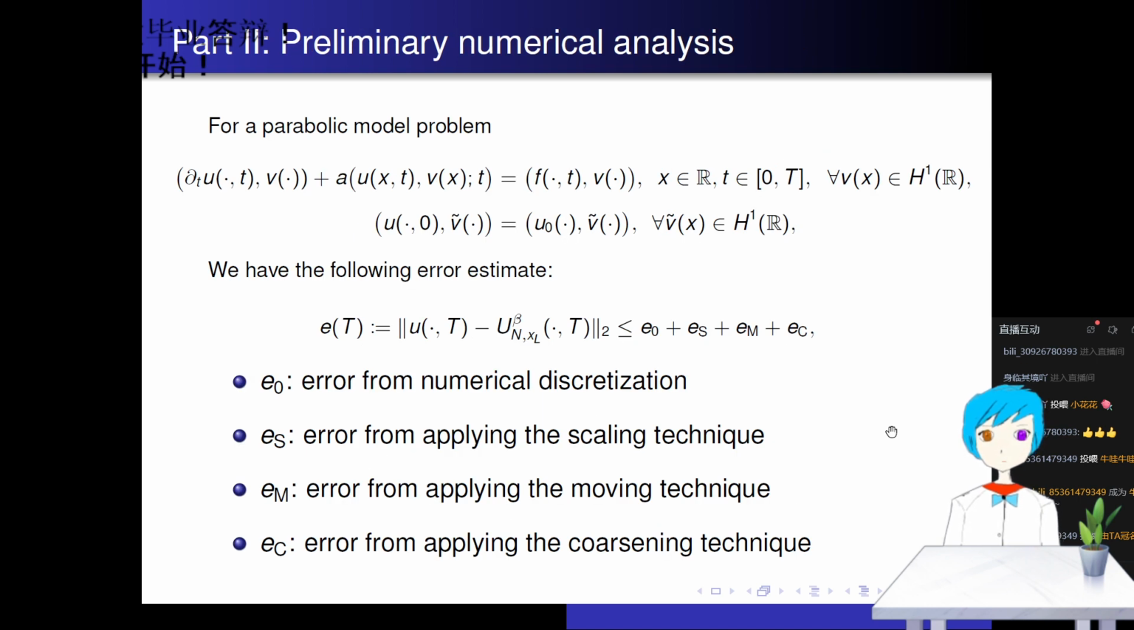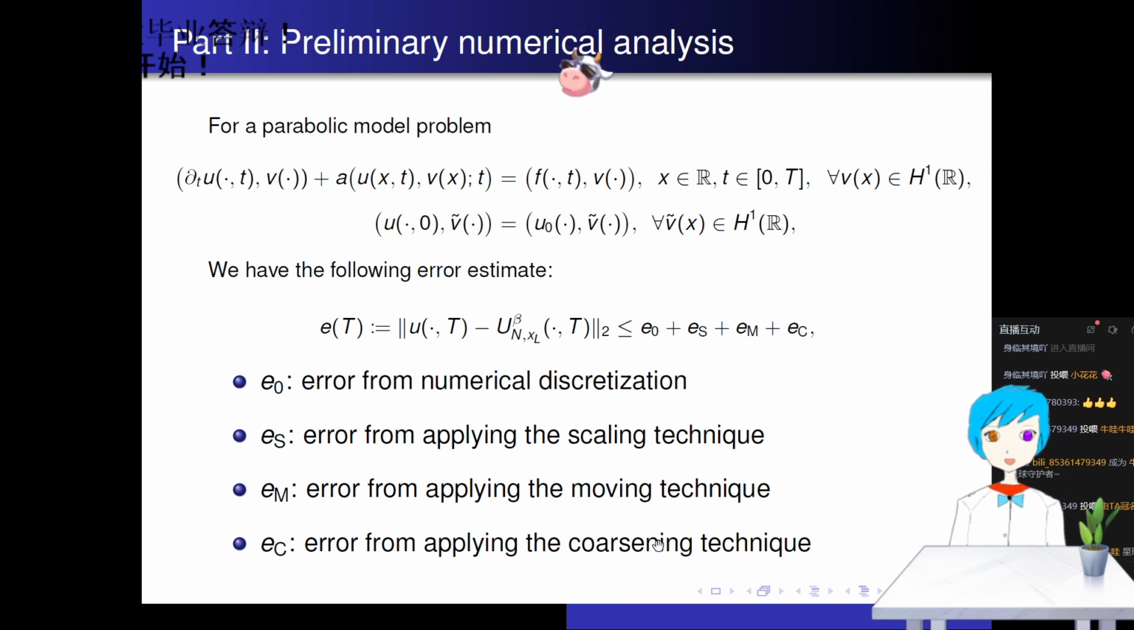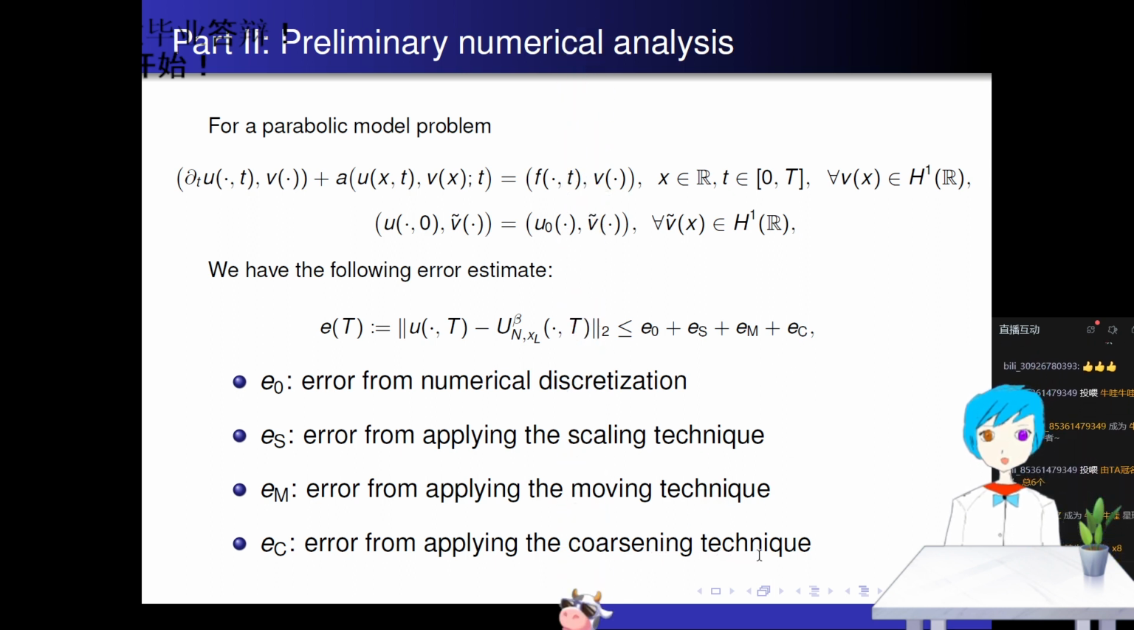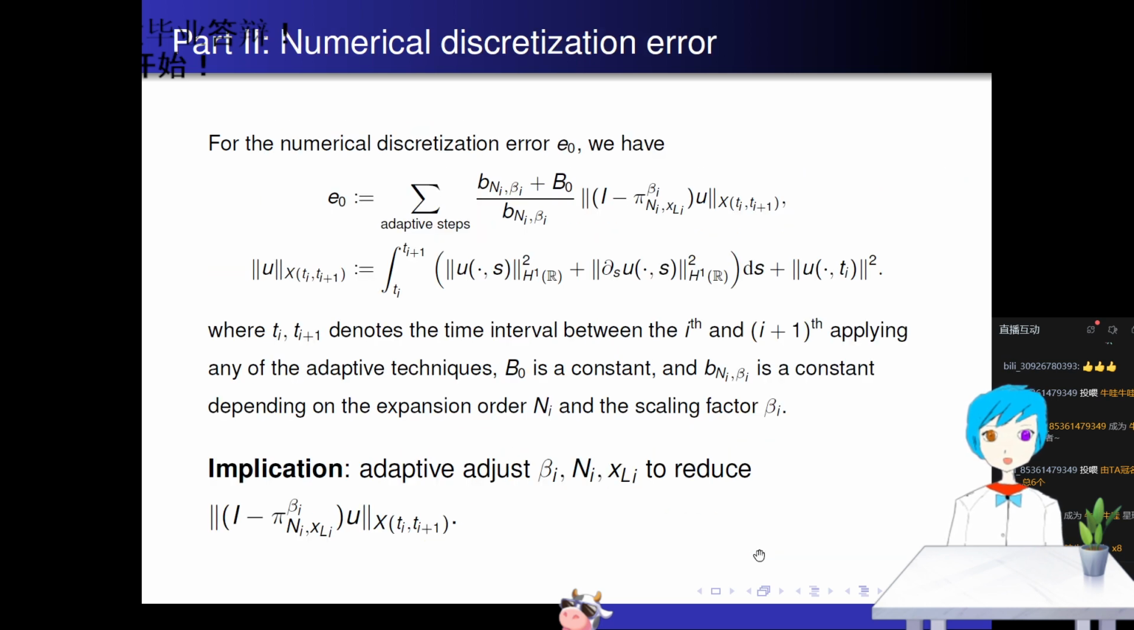We also carried out some preliminary numerical analysis for our adaptive spectrum methods. For this parabolic model problem, we have the following error estimates. The final time error is bounded by the summation of the error from numerical discretization, the time forwarding scheme, the error from applying the scaling technique, from applying the moving technique, and from applying the coarsening technique. Noting that introducing new basis functions will not introduce new errors.